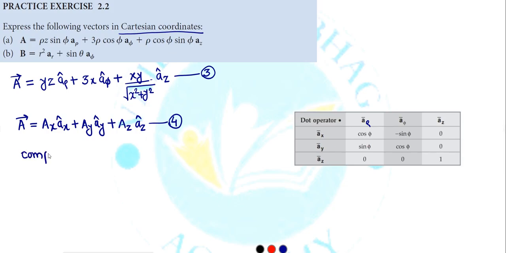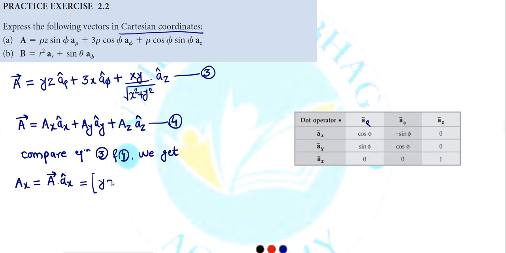Now we are going to compare equation 3 and 4 in order to get the values of ax, ay, and az. So from this we get ax. What is ax? Ax will be the given vector A having the dot product with respect to ax cap. Now what is that given vector A? The given vector A is nothing but your equation 3, so we are going to rewrite equation 3 again over here.